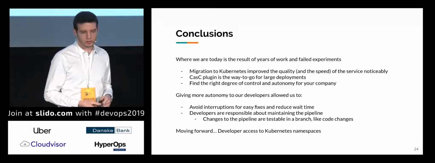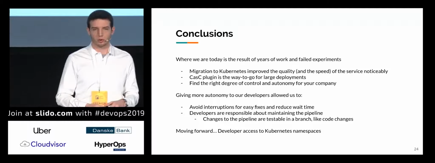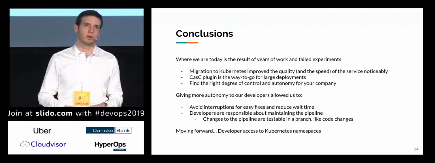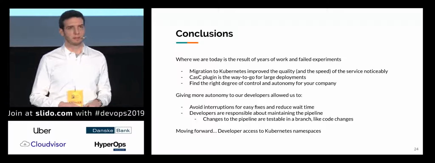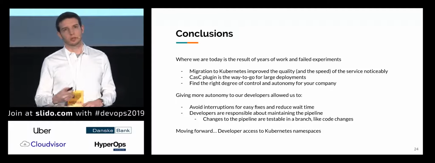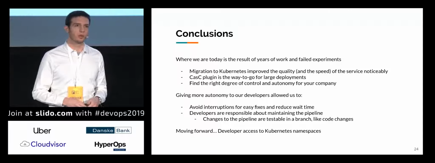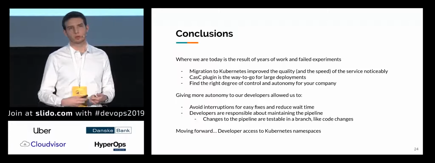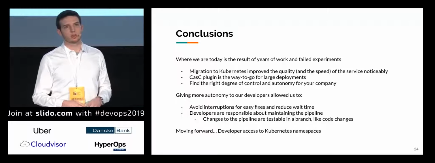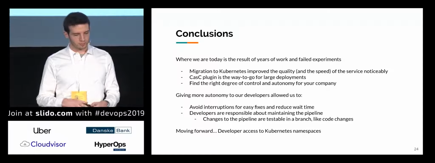What I can tell you is that in general, migrating to Kubernetes improved the quality and the speed of our development cycle quite a bit. The possibility to ask for resources on demand is just something that we couldn't imagine some years ago, but right now it's possible. And if you have this kind of use case, you should definitely try it out.